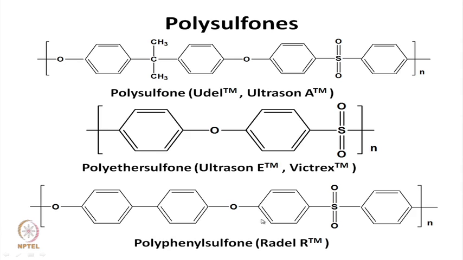There is another polysulfone, called polyphenylene sulfone, Radel R. So, this is the formula of polyphenylene sulfone.